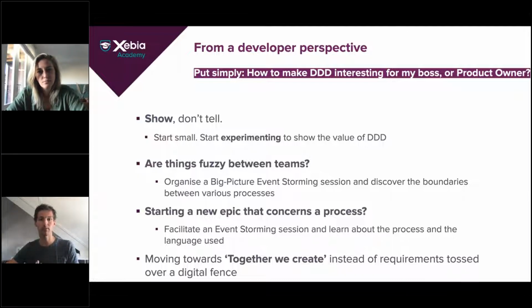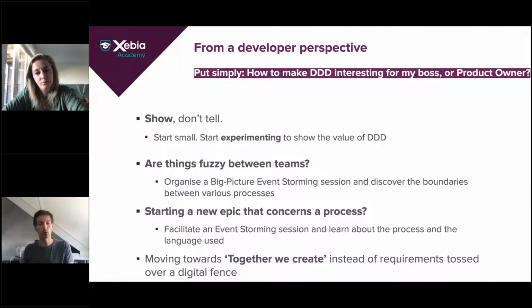It's just start experimenting. And for example, if there are things fuzzy between teams, look into organizing a big picture event storming. Look at the whole process and check where those logical boundaries, those contexts are, and see if that makes sense. Because maybe you figure out that you are sharing things that you shouldn't be sharing, or that handovers that you see there are not what you should expect. It helps to clarify the language and the communication style.